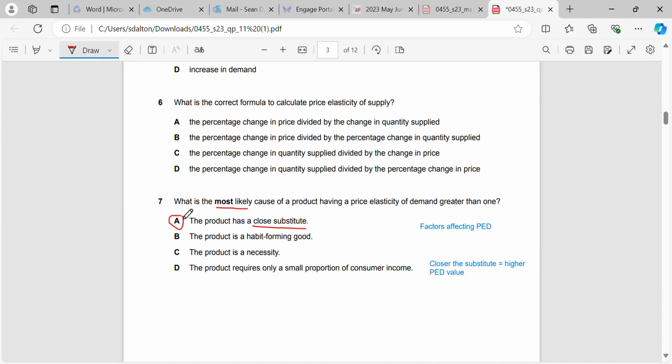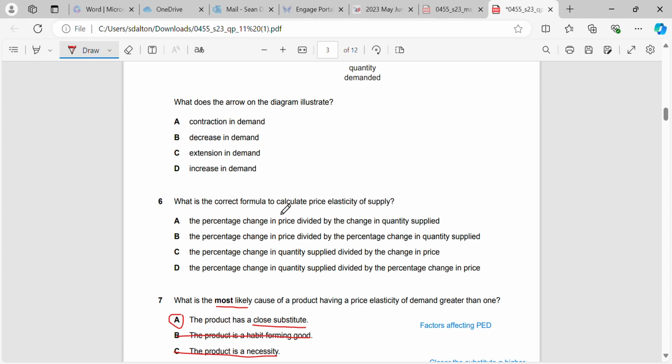A product that's a necessity would be inelastic. A product that's habit forming, meaning that it is addictive, would be inelastic. And a product that requires only a small proportion of consumer income would also likely be more inelastic, due to the fact that the amount you're dealing with is only a very small amount in relation to how much money you earn every month.